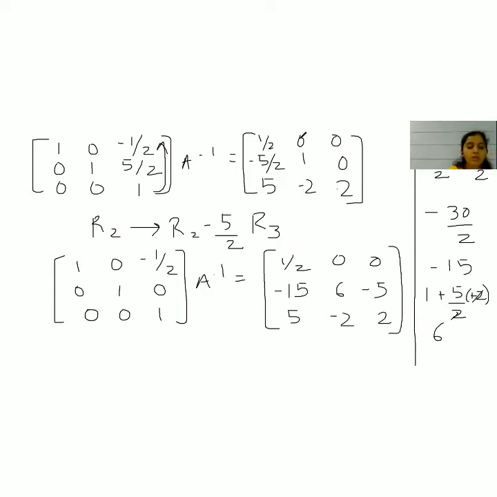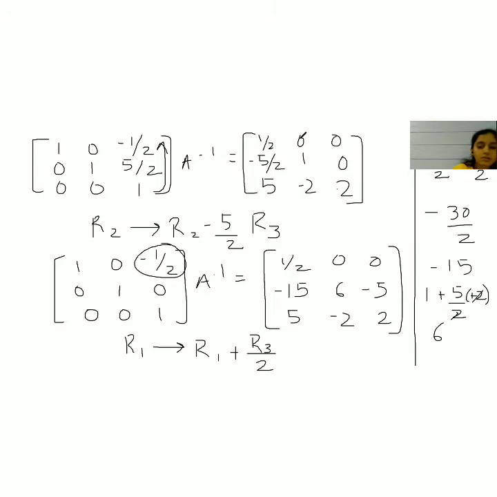Now what is remaining? Only this element over here, minus half, has to be made 0. How can we do that? Simple: R1 changes to R1 plus, because R1 is already minus half, so we write R1 plus R3 upon 2. So let us do this transformation. R1 is changing.